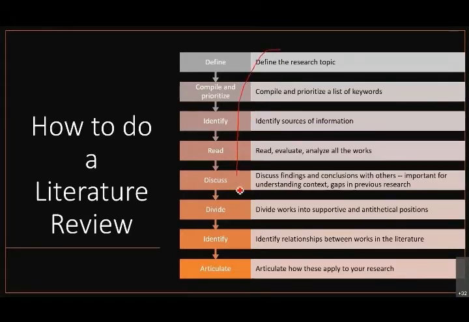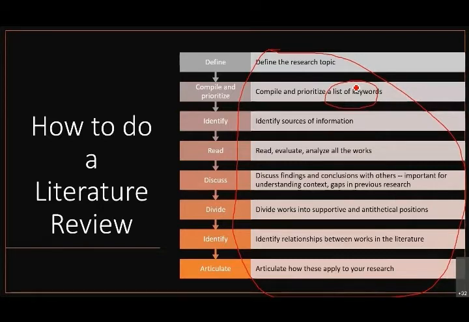So I will show this one. By the time I move to literature search using Mendeley and so on, you will understand this. First, of course, define the research topic. And the most important is keywords. You have to list down the keywords, not only one keyword.